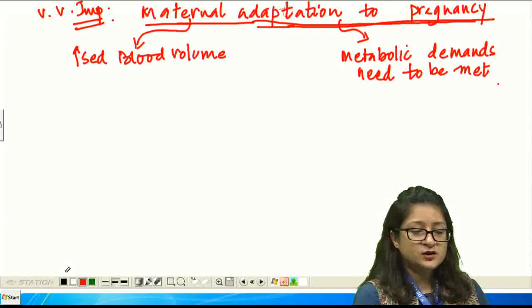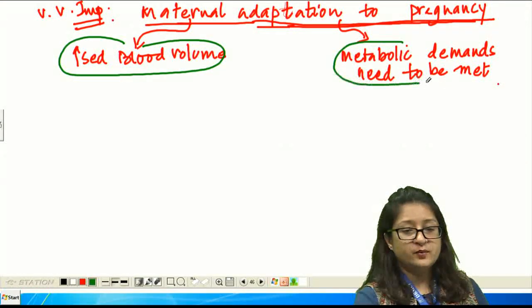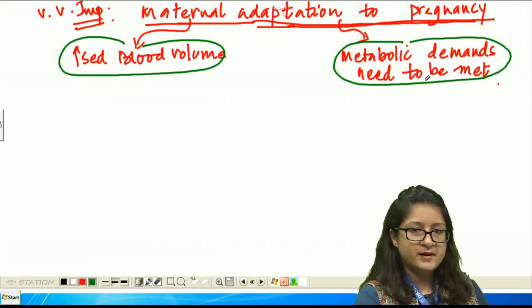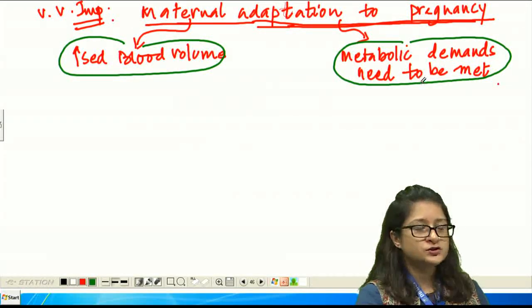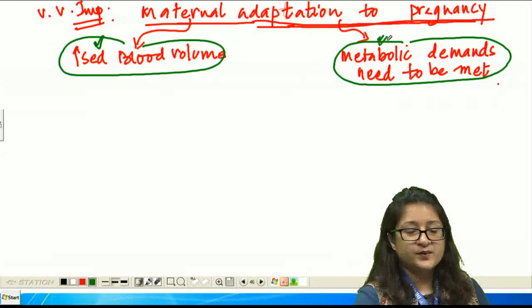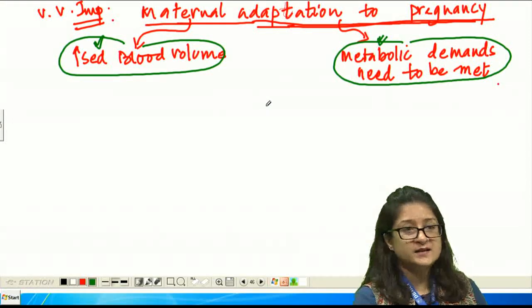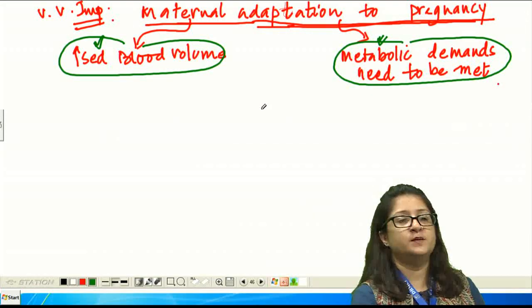Why this increase? These are the two major pillars of changes that are happening: increase in blood volume and the metabolic demands that need to be met. Because all those metabolic demands which are being raised, tissues are being synthesized, fetus nutrient demands are being met, all those things require energy. For energy, it needs oxygen. Oxygen will be transported by blood. So everything has to happen in synchronicity to help the mother adapt to the increasing requirement of pregnancy, which puts a load on each and every system of the mother.